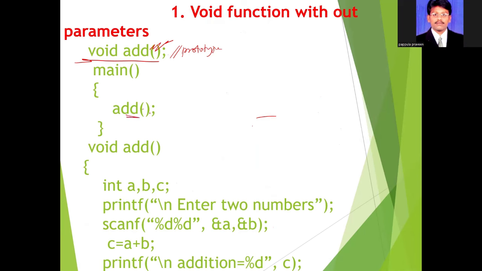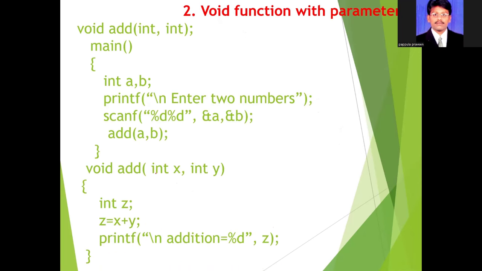Coming to main method. Add. Control simply goes from calling to called function. No parameters, no return value is represented by the function add. So the reading is here, printing is also here. Already we discussed the first approach. Read and print both are written in the called function for addition of two numbers.